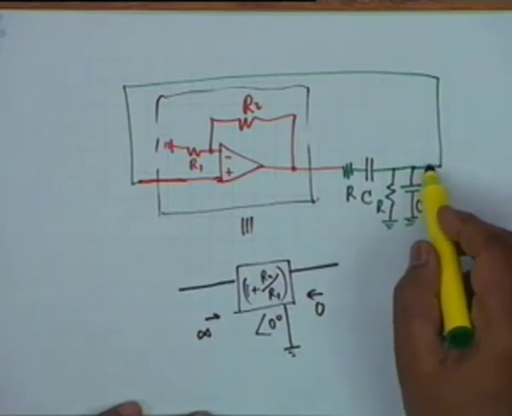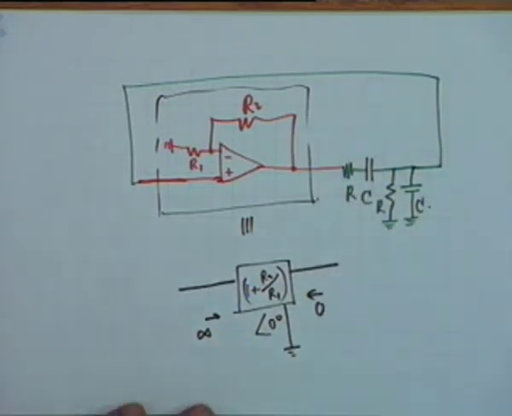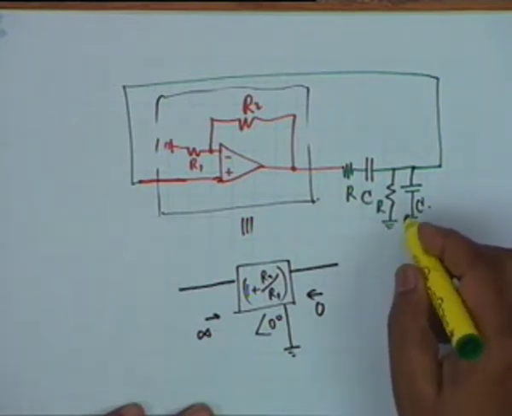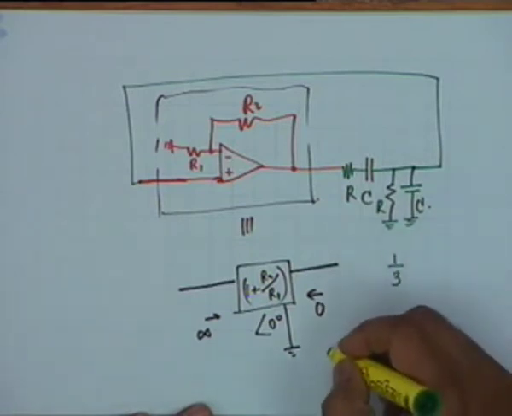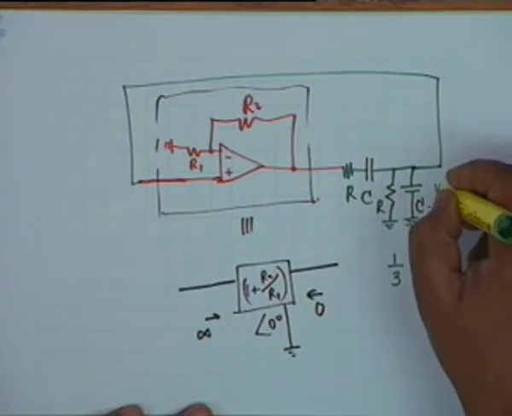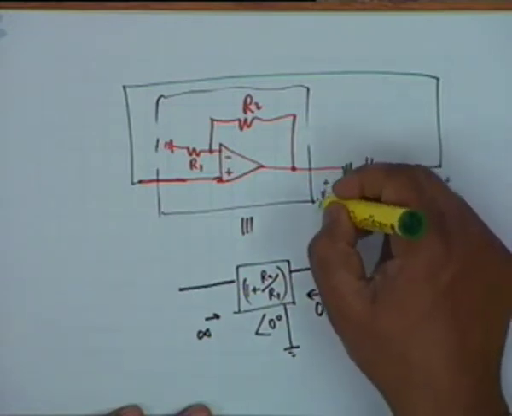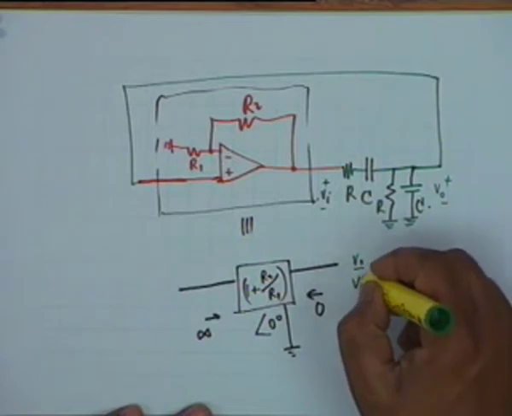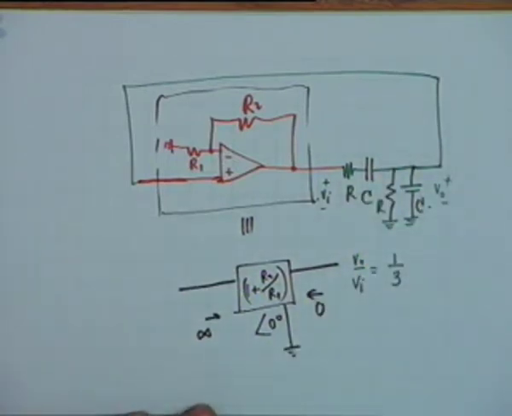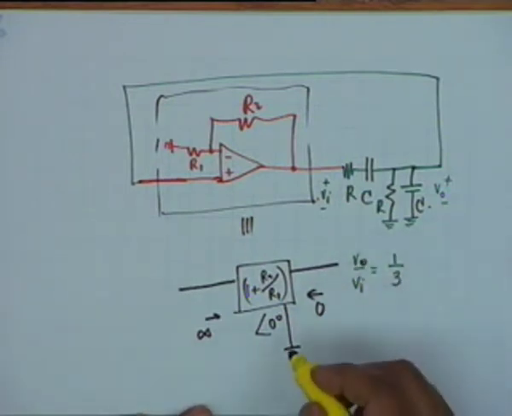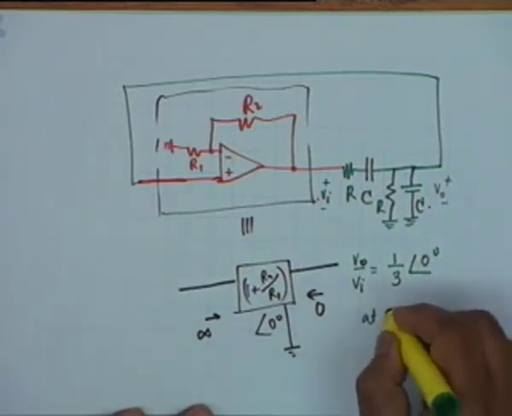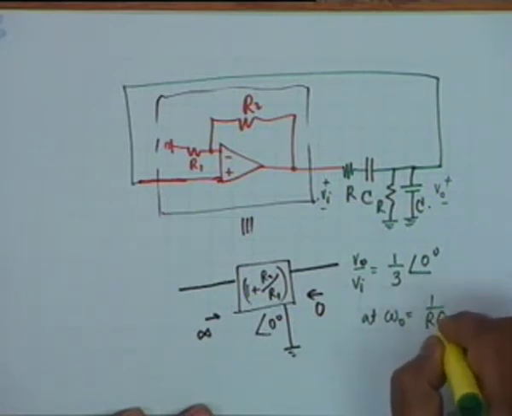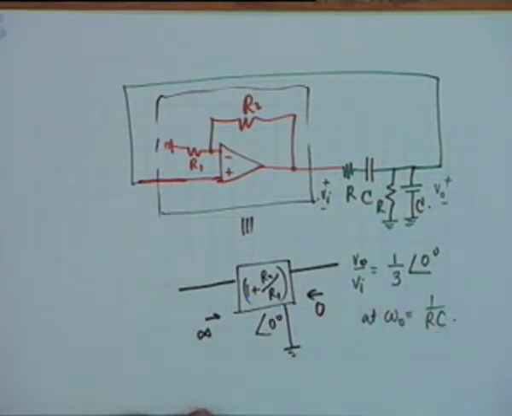Now by analysis of this network, it can be shown that the gain of this network is exactly 1/3 the gain of this network. If you call this V0 and if you call this Vi, then V0 by Vi is very easy to show. It's a simple potential division. It can be shown that V0 by Vi is 1/3 at 0 degree phase shift at omega 0 equal to 1 over RC.